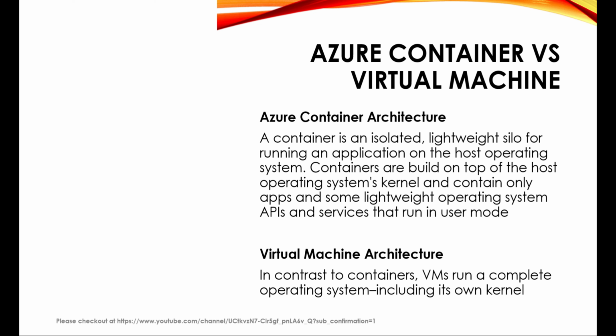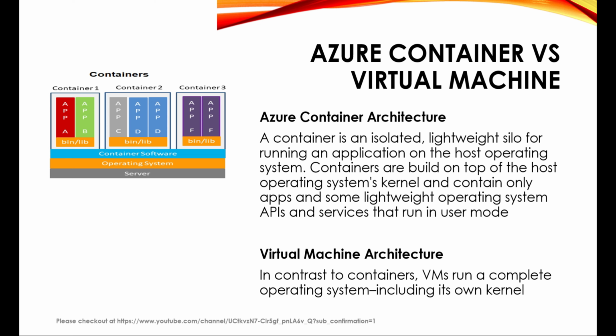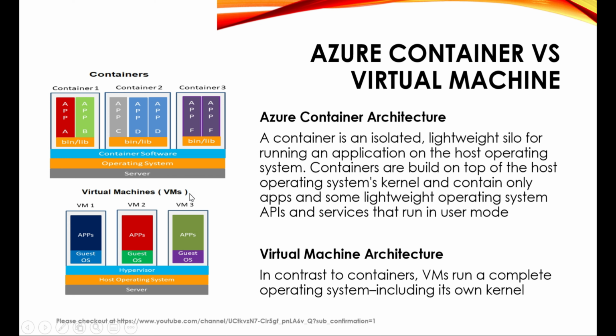Let's have a graphical overview of that. In containers you have the server, and on top of that you have the operating system and then a container software, for example Docker or Azure Container Service, and then on top of that you will have the binaries and libraries that are required to run an application. So a container will be sitting on top of a container software, then on top of the operating system, and then on the server hardware. Whereas the virtual machine has a server operating system, it has the hypervisor layer, and then on top of it, it has another operating system, that is the guest operating system, and then on top of it are the applications.